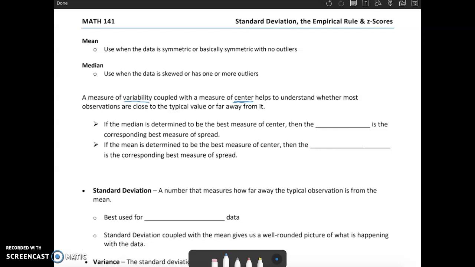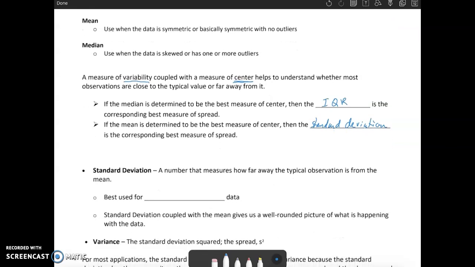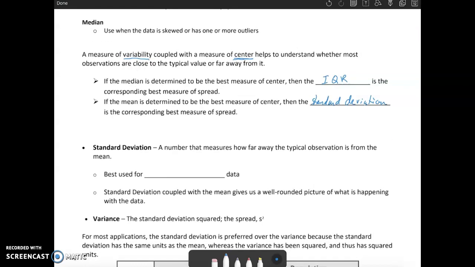If the median is determined to be your best measure of center, then the IQR is the corresponding best measure of spread. However, if you determine that the mean is the best measure of center, then the standard deviation is the corresponding best measure of spread. So the standard deviation is a number that measures how far away the typical observation is from the mean. It's best used for symmetric data, kind of like what we've already said.